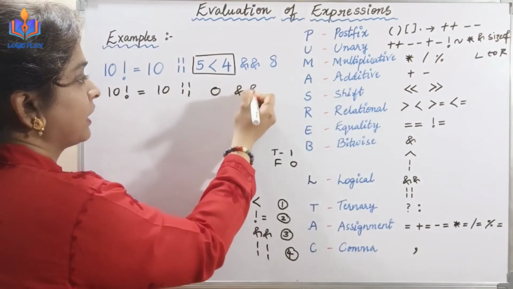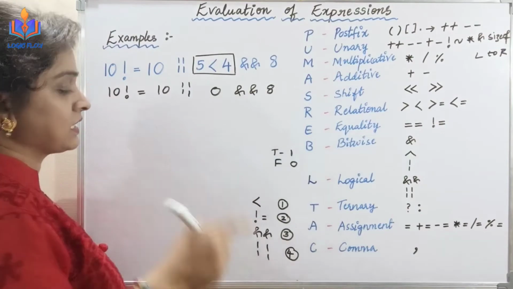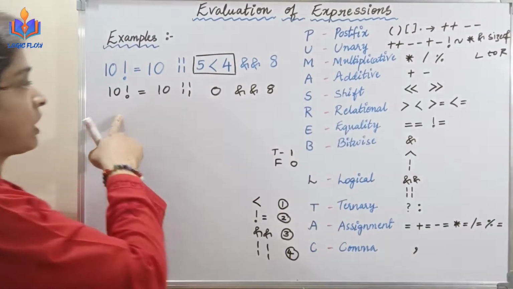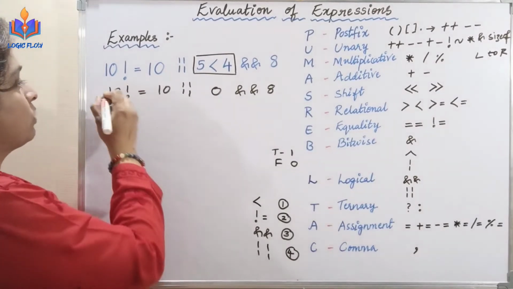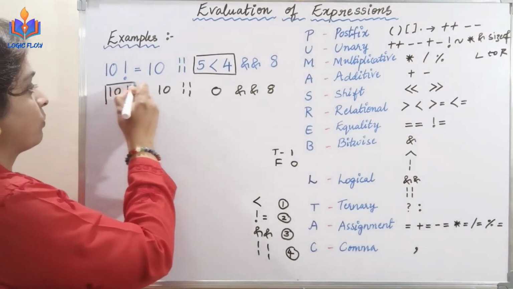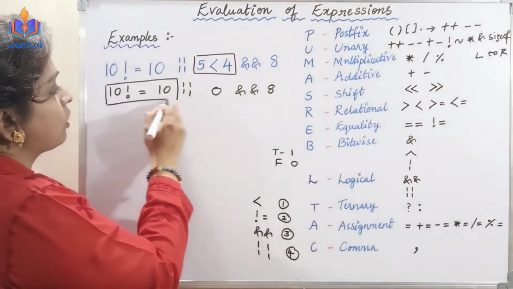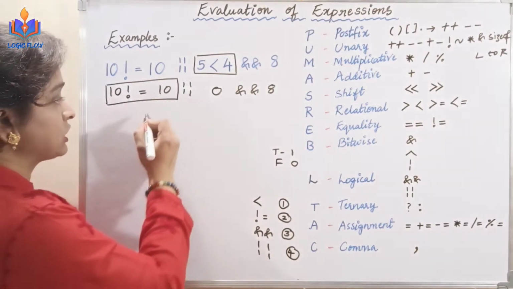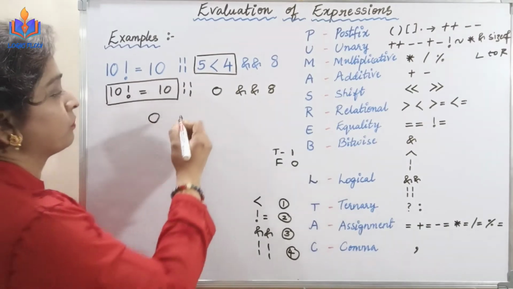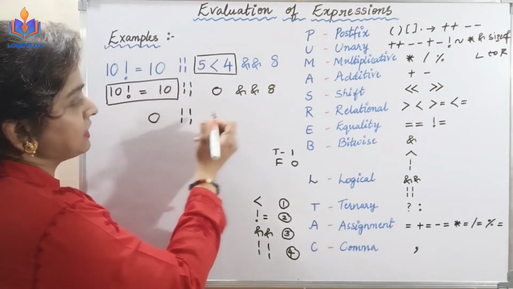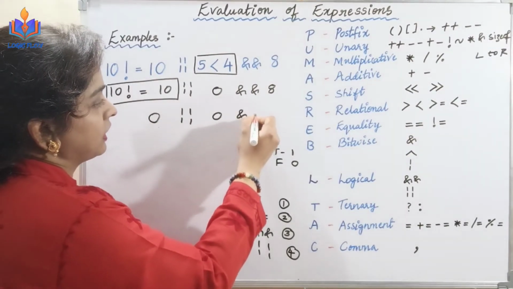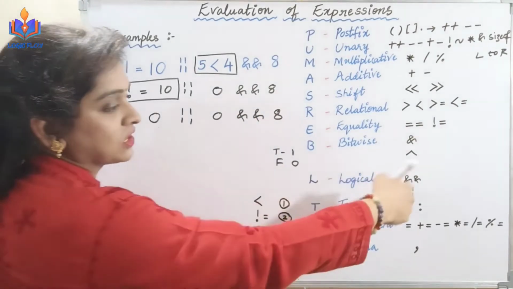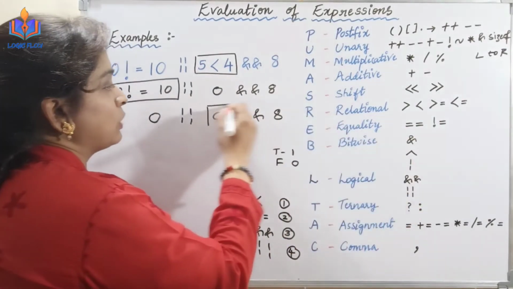False means 0. The remaining things I need to write as they are. And 8. Next, the next priority is not equal to, equality. So I have to come to this. Not equal to has to be evaluated now. 10 not equal to 10? No, the condition is false. False means 0. The remaining things stay as they are. Then, the next priority is logical AND, so I need to evaluate this.